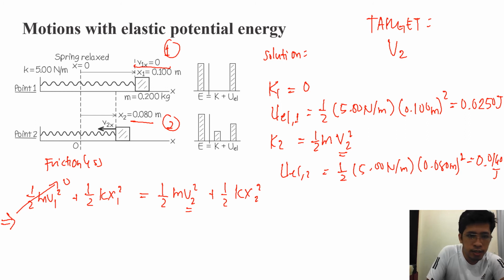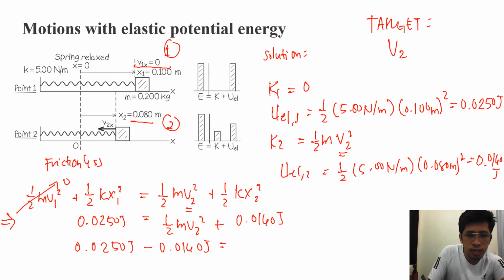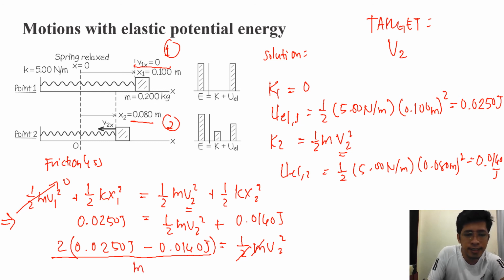Okay, so let's go back here. You have here 0.0250 joules, equal to 1/2 m v2 squared plus 0.0160 joules. We need to solve for your v2. So we have 0.0250 joules minus 0.0160 joules, and then this is equal to 1/2 m v2 squared. So you multiply both sides by 2 so that your 2 cancels out here, and then you divide by m so that your mass cancels out, and then you get the square root of this one here to get your v2.